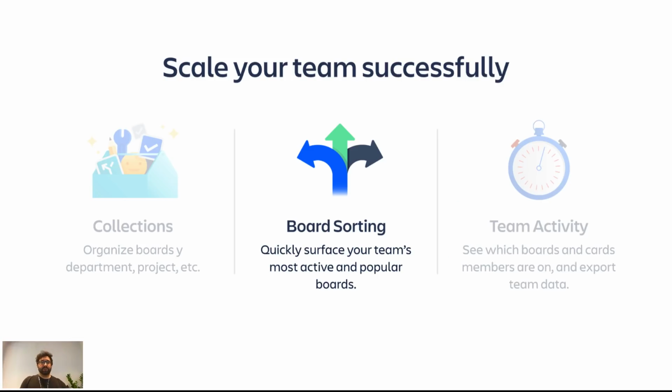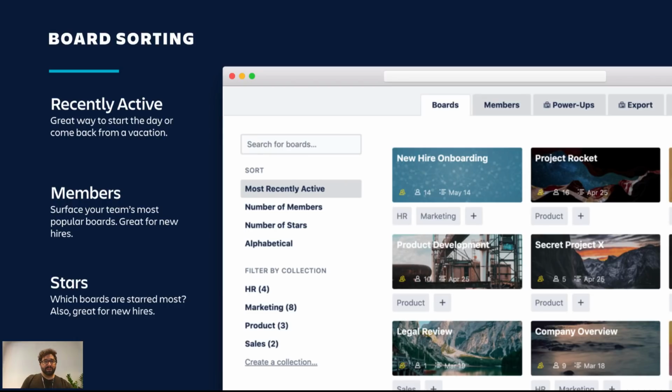Next up, I'm going to get into board sorting, which, once again, when you have a lot of boards, allows you to surface team boards. So as you can see in the top right of the board menu is this sort option. And board sorting is just a really simple but effective way to surface active and popular boards.